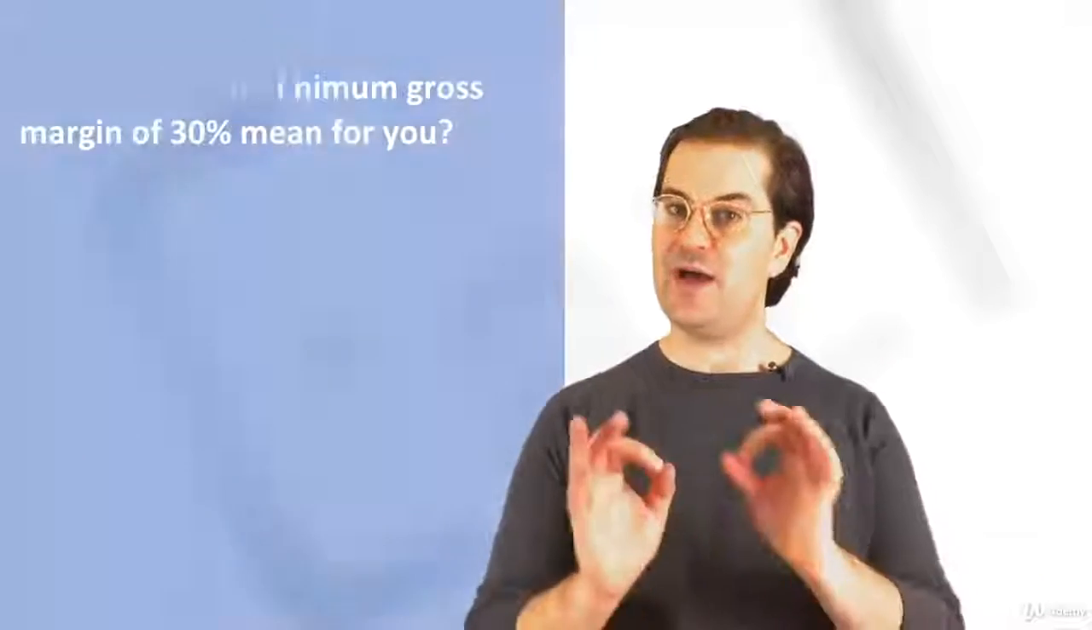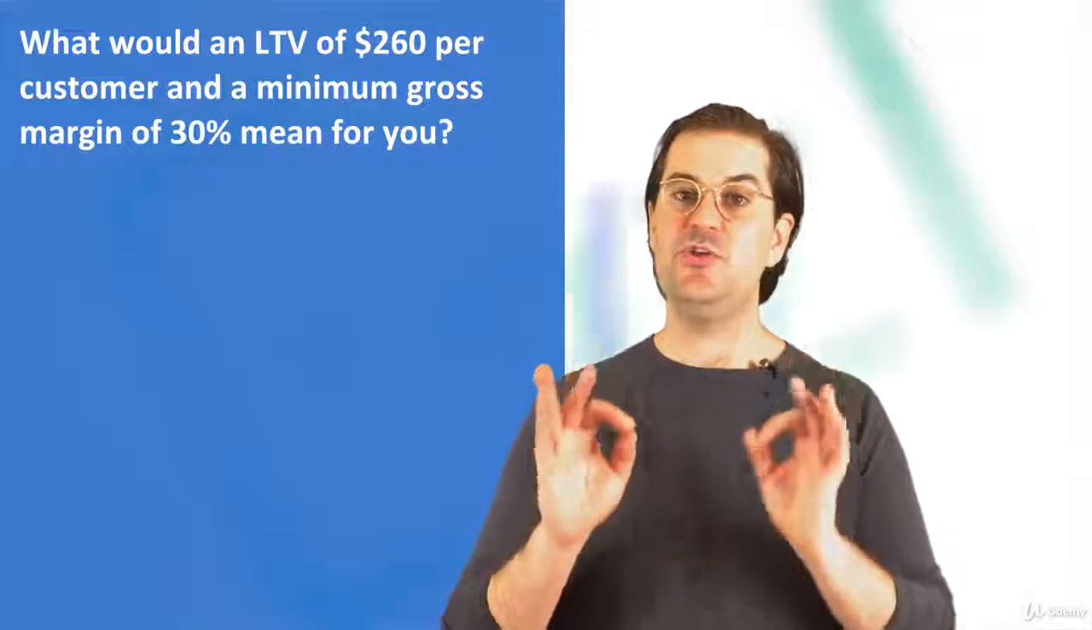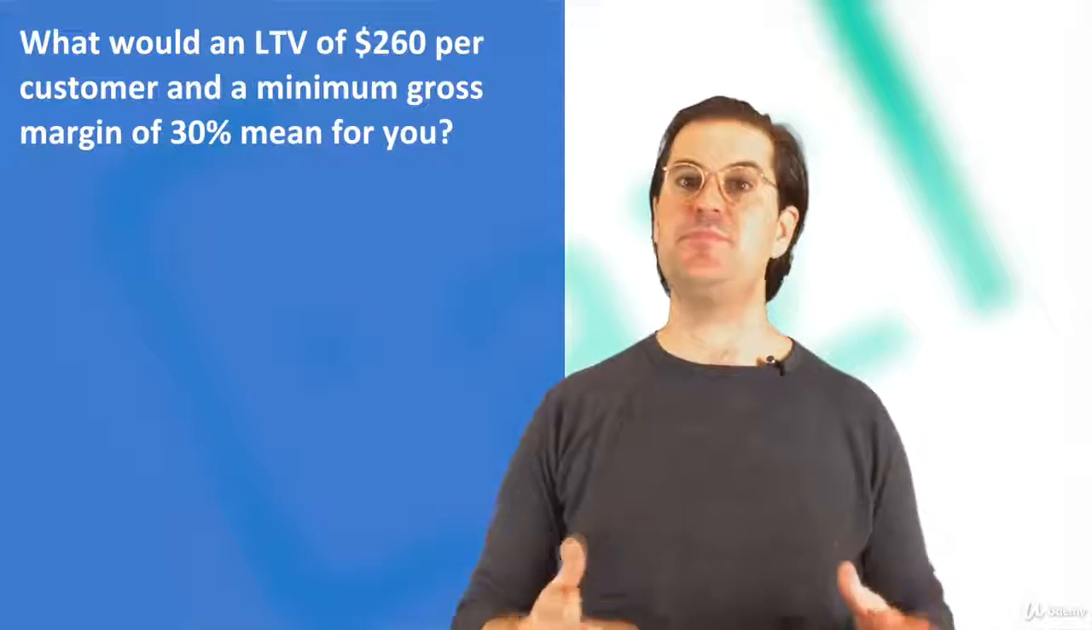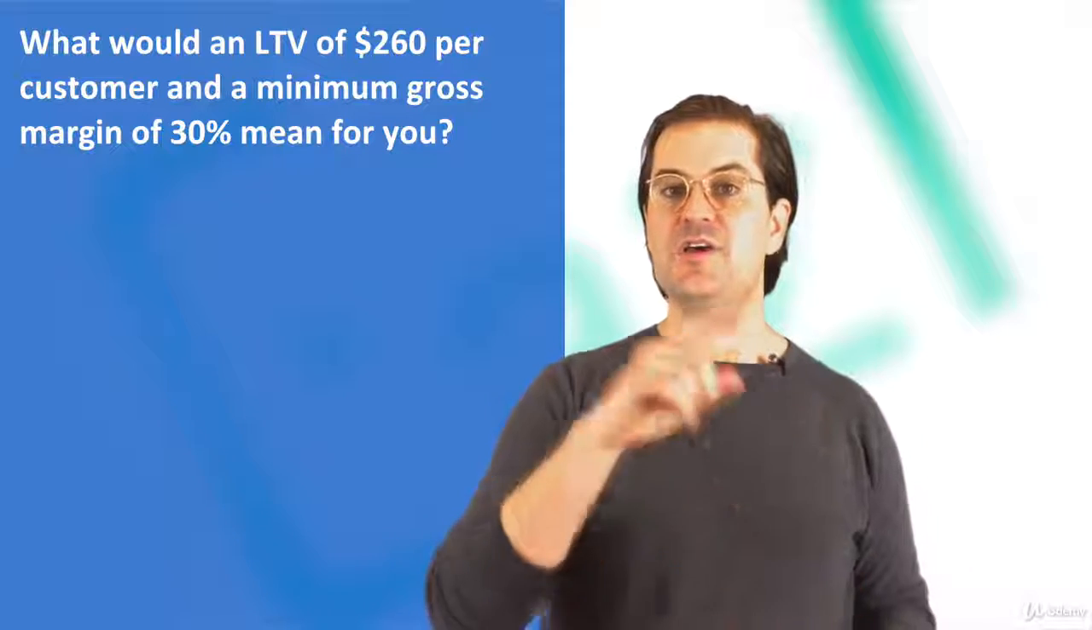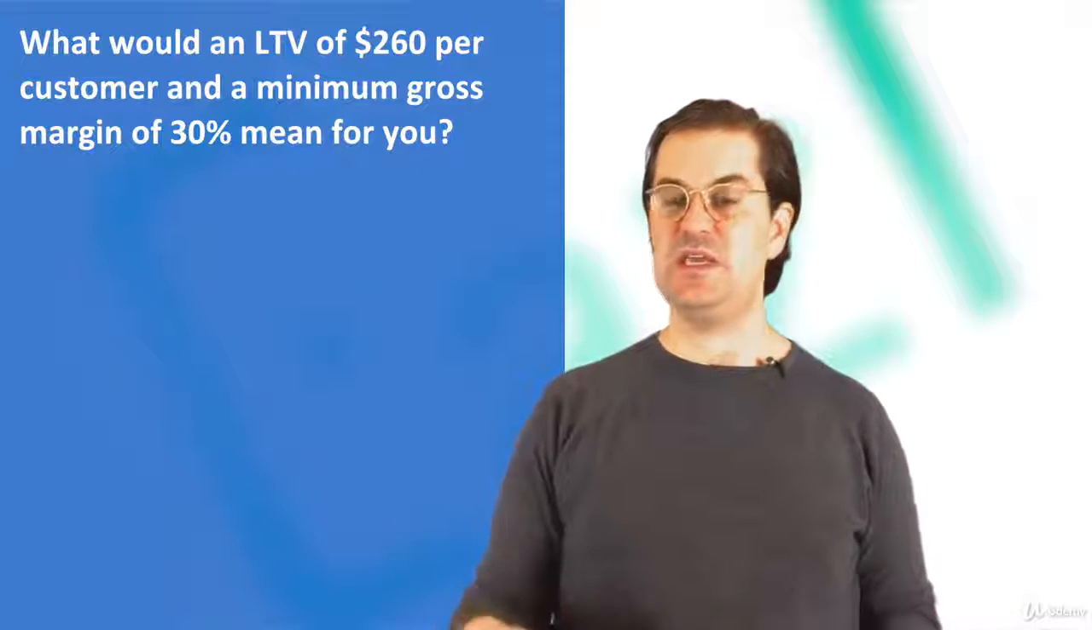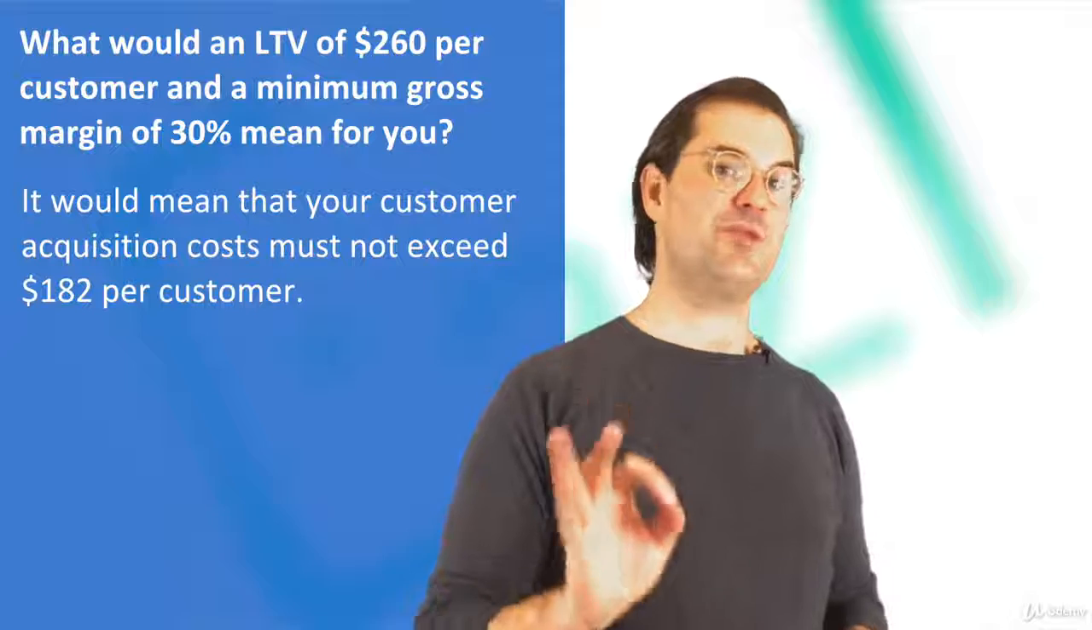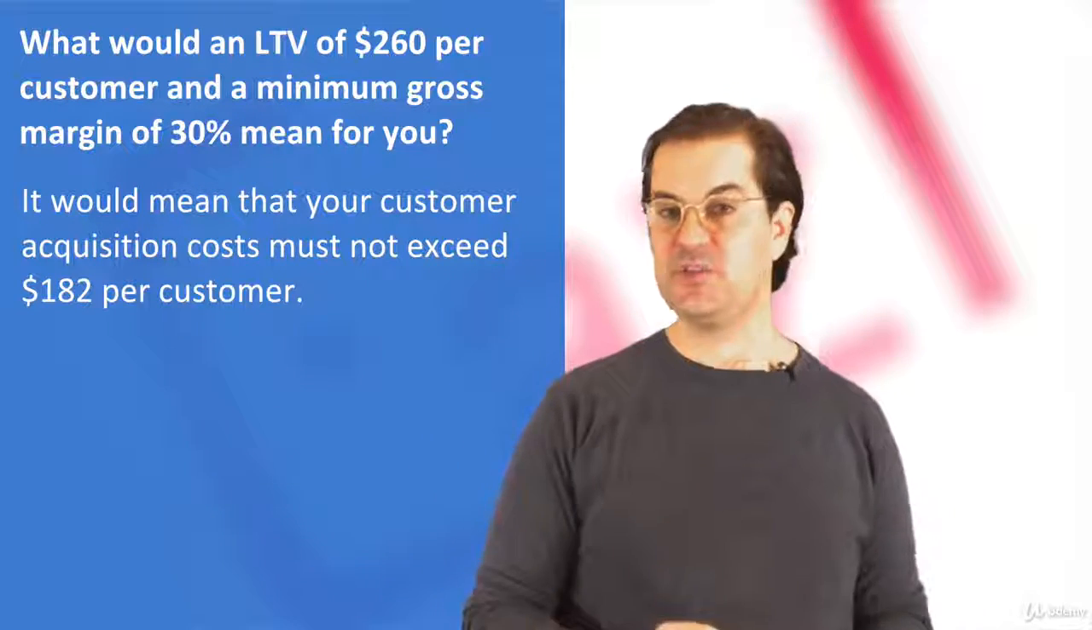So what would it mean, for example, if you had an LTV, or a lifetime customer value, of $260 per user? And you're going to learn more about how to calculate this coming up. And your minimum gross margin is 30%, right? So that means that your cost of acquiring customers, your CAC, cannot exceed $182 per customer.